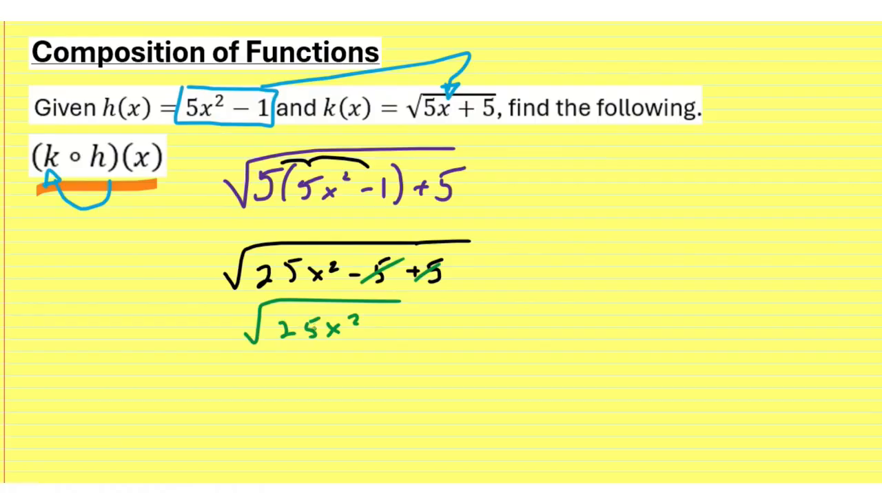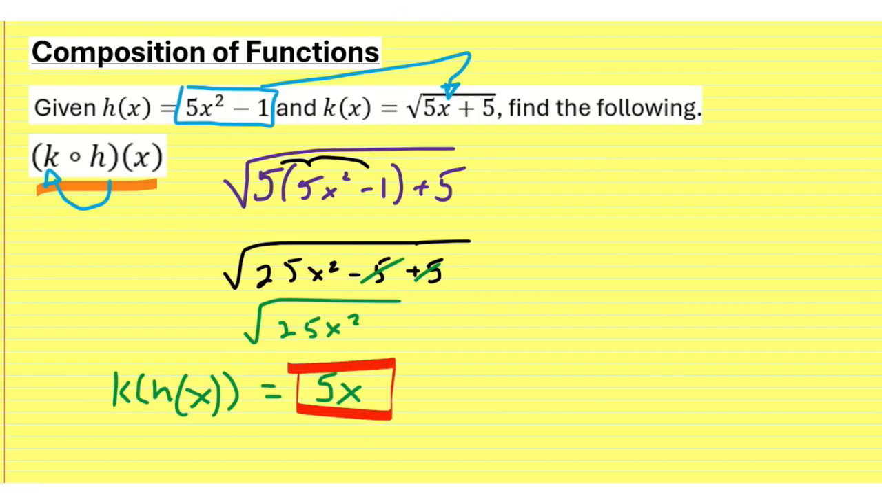Now, can I take the square root of a 25? Yes, I can. So my k of h of x function is going to be equal to 5. Can I take the square root of an x squared? Yes, I can. It's x. So my final new composition, k of h of x, is equal to 5x.